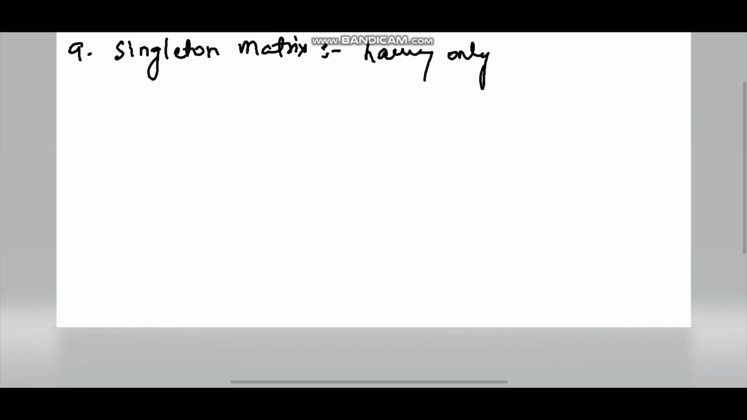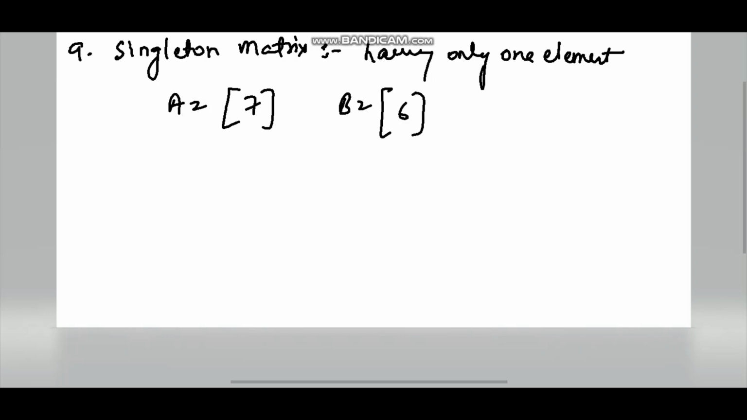Now move on to another type, which is the singleton matrix. From the name itself it is clear that the matrix which has only one element is called a singleton matrix. Having only one element. Let us take one example: A equal to [7], B equal to [6].